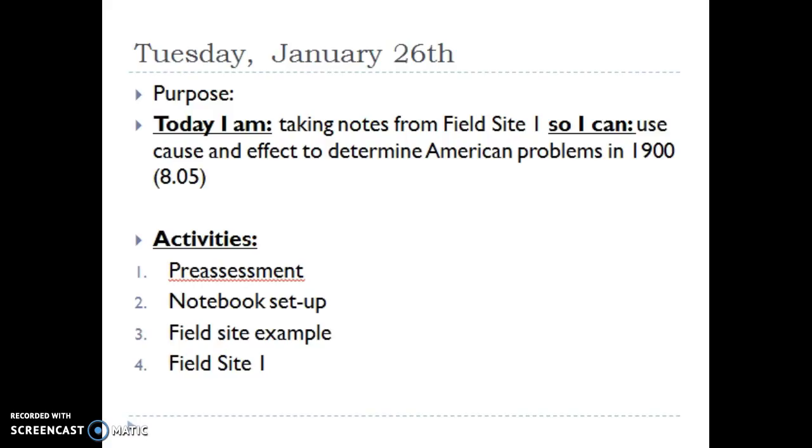Today's lesson, we're going to look at Field Site 1. We're going to take some notes because you're a muckraker now, so you're going to be digging up the problems in American society, and we want to start to look at cause and effect. You know, what caused those problems, what effect those problems have, and then what are the long-term effects of trying to fix those problems, which is actually Chapter 17.